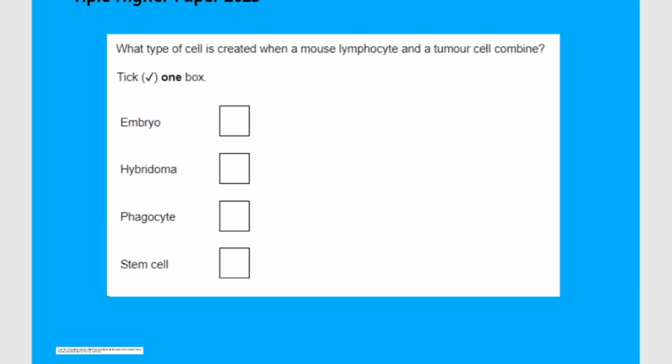Let's have a look then at some exam questions. Question 1. What type of cell is created when a mouse lymphocyte and a tumour cell combine? Embryo, hybridoma, phagocyte or stem cell? Which one do you think it is?